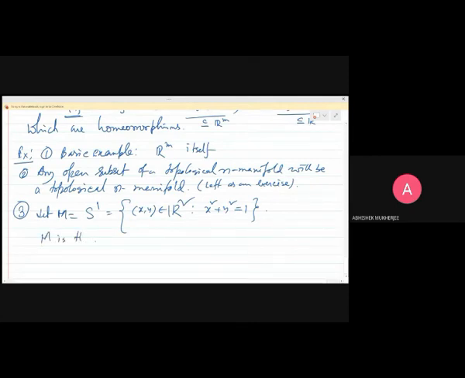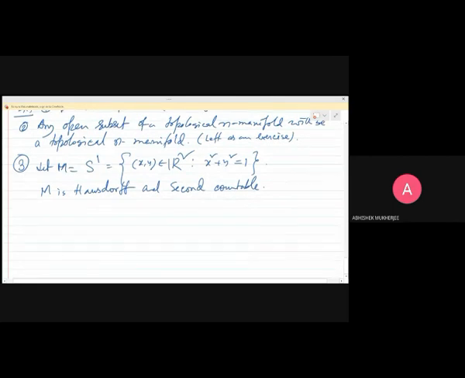So M is Hausdorff and second countable. Why is it second countable?